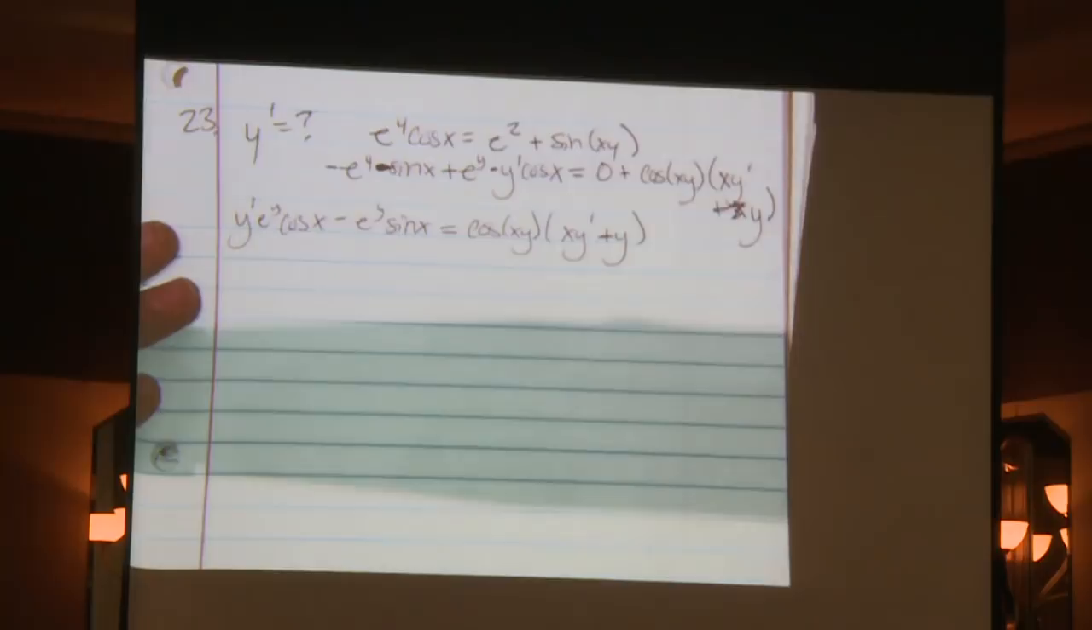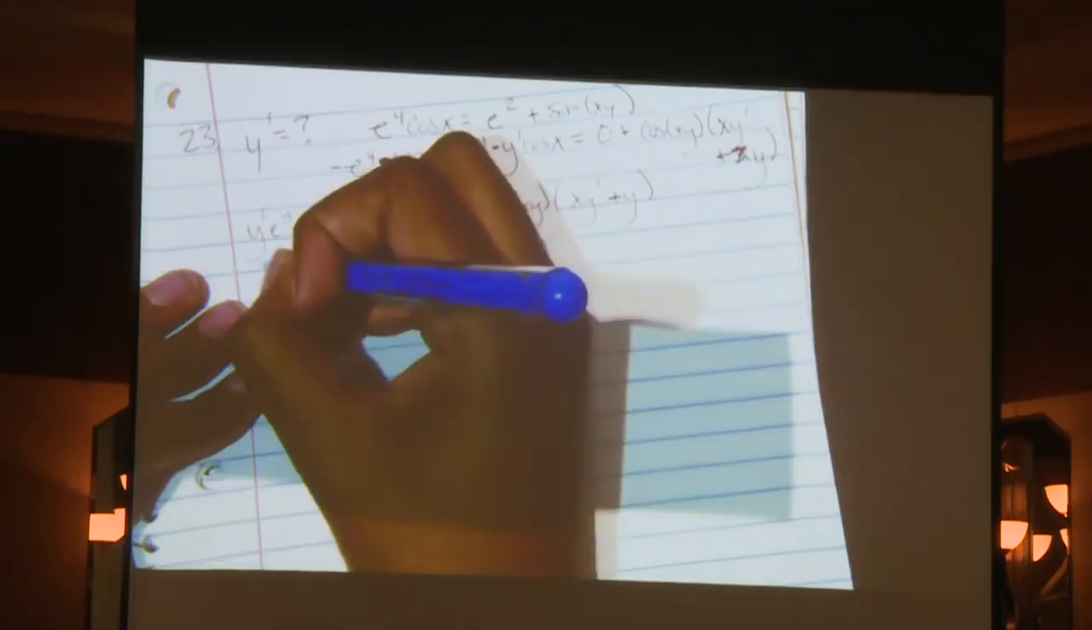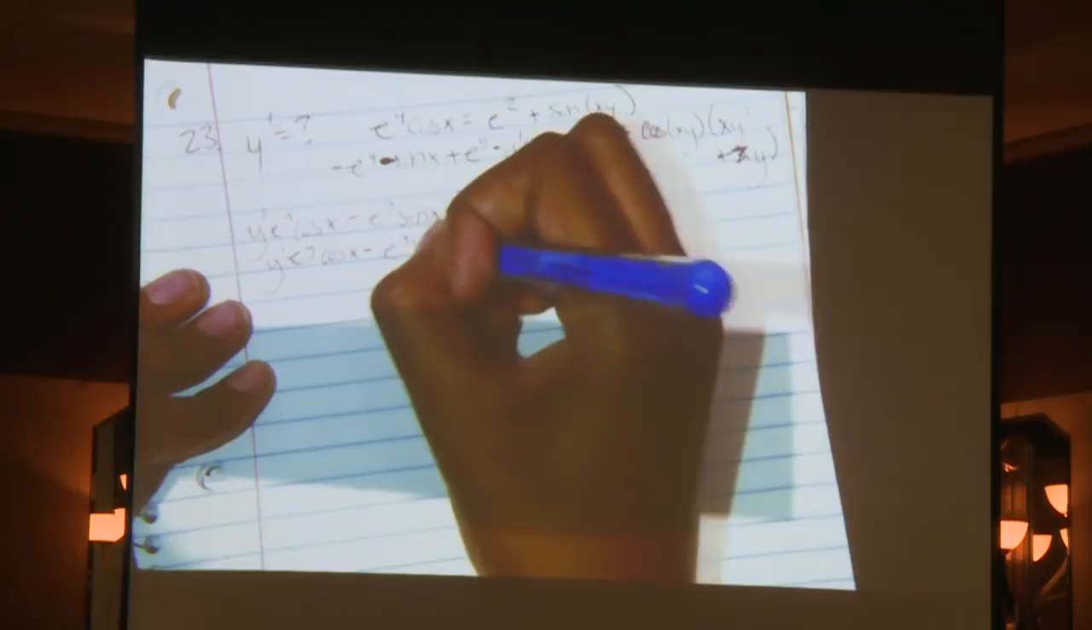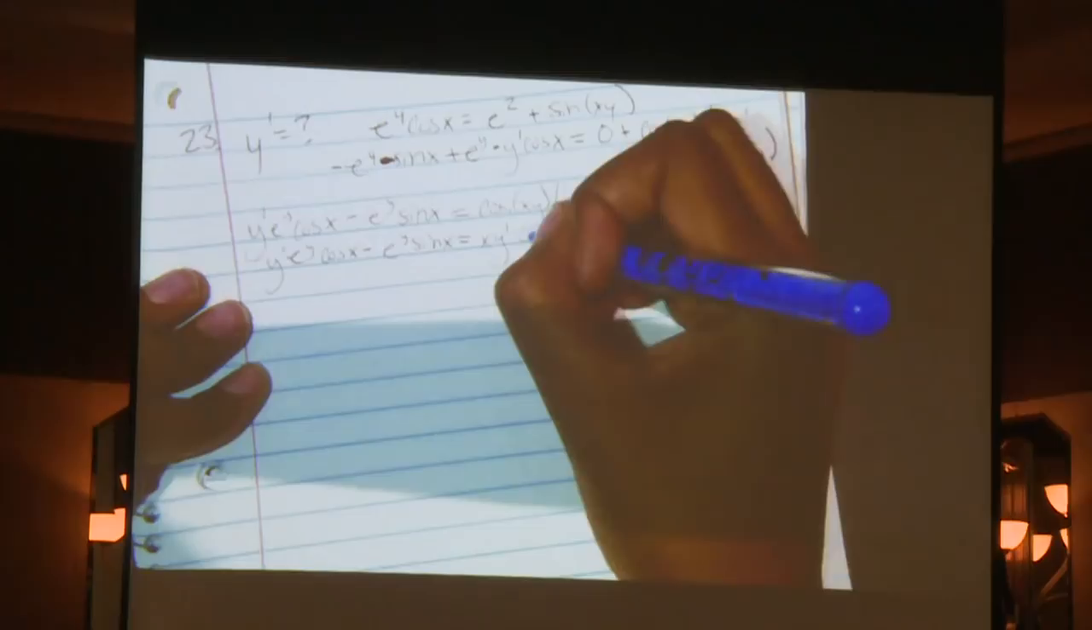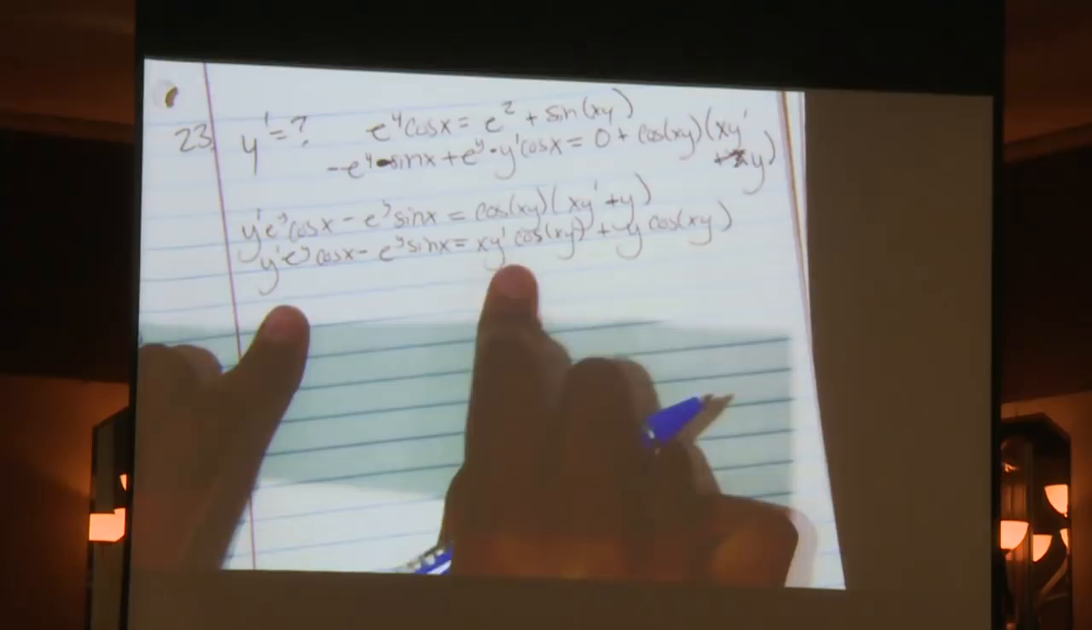All right, so now, because I want to find y prime, I need to get my y primes alone and solve for that. But the only way to do that is to multiply this side out. So it now looks like this. So now what I'm going to do is put both of my terms with y prime on the same side and all of my terms without y prime on the other side.